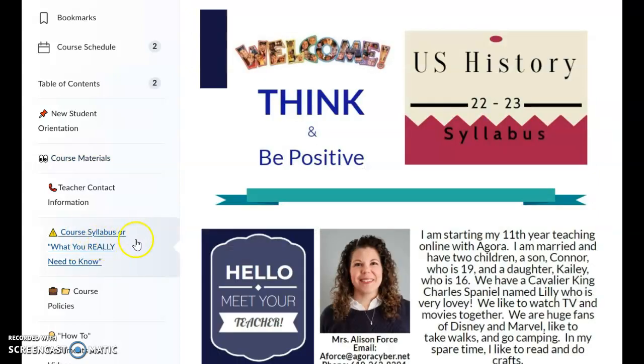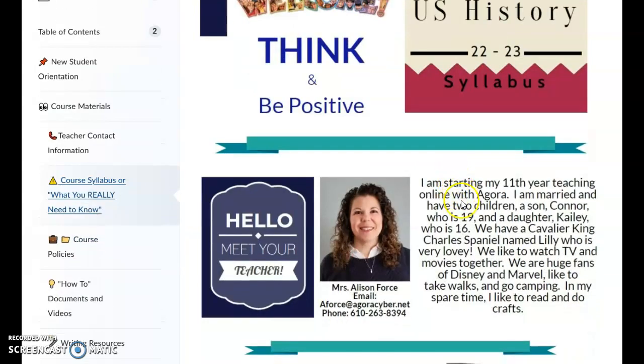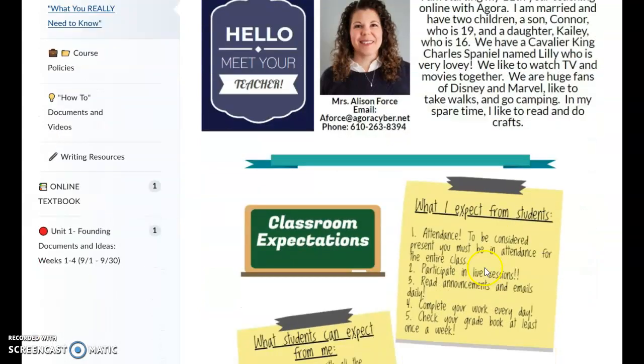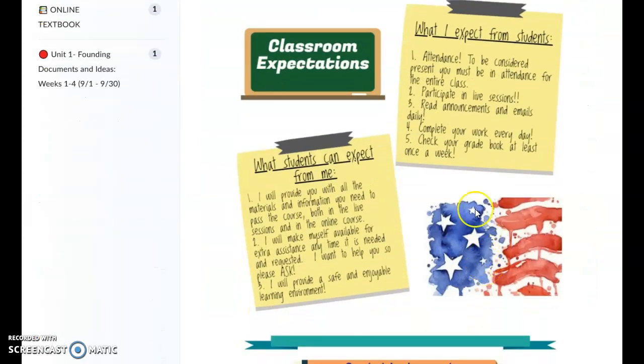In the course materials, you'll find your course syllabus. This is basically everything that's key information, the most important information that you need to know. First of all, some information about me, and again, my email and phone number. The classroom expectations: what I expect from students in the classroom, and what students can expect from me, because remember, this is something that we're all working together on.